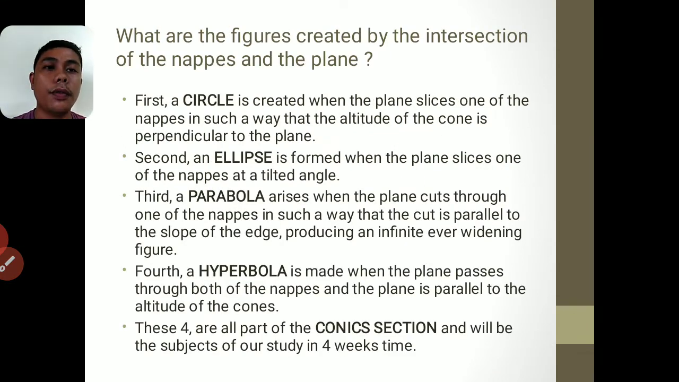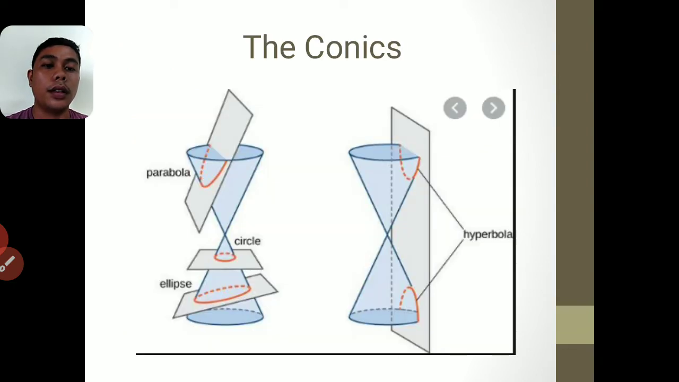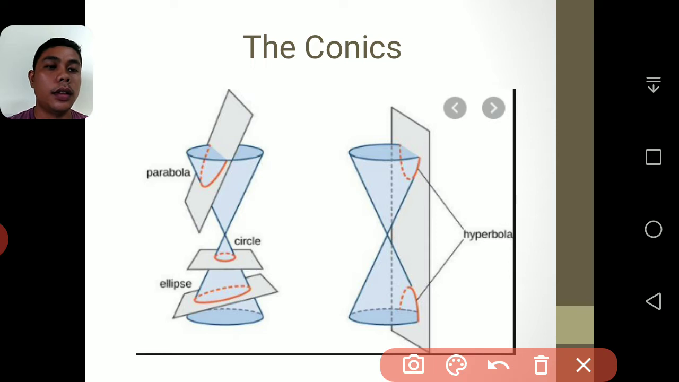So, what are the figures created by the intersection of the naps in the plane? First, a circle. A circle is created when the plane slices one of the naps in such a way that the altitude of the cone is perpendicular to the plane. So, let's look at the circle. Do you see the circle? Yes, the circle is right over here.